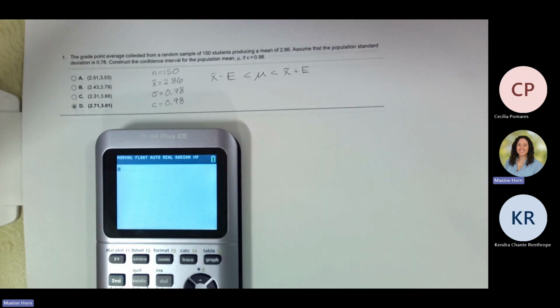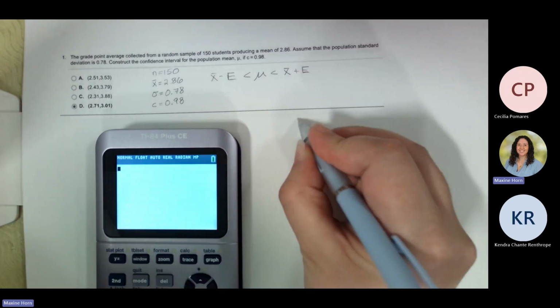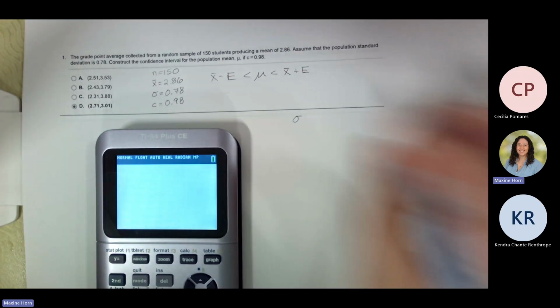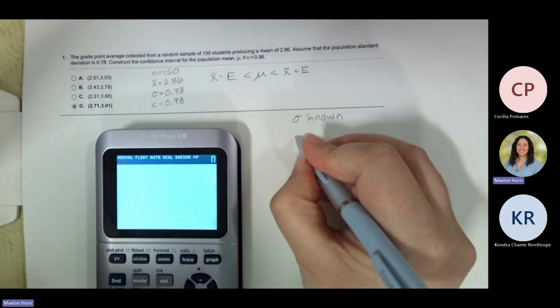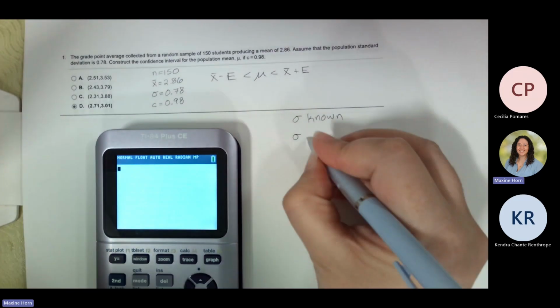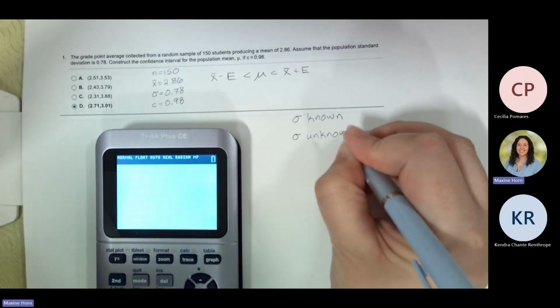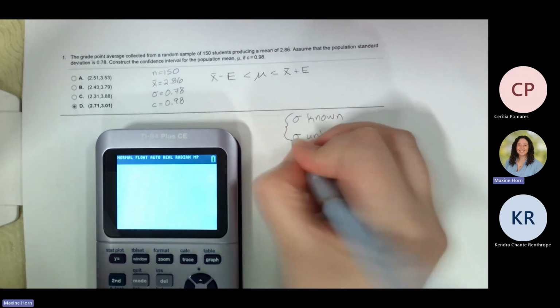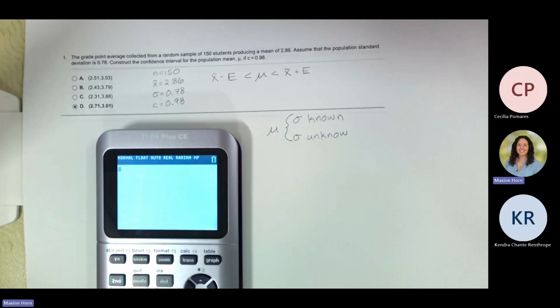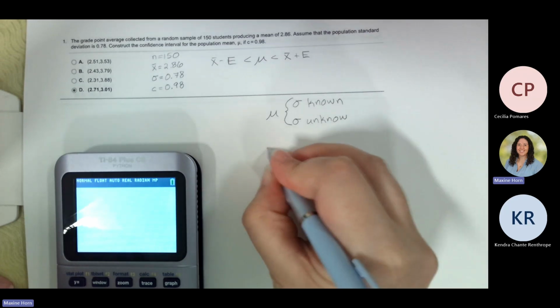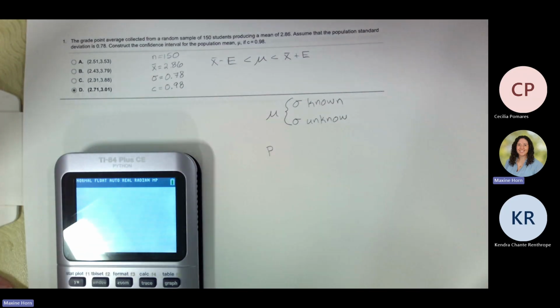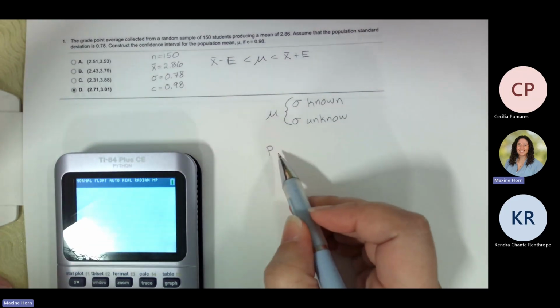So we have different situations, okay? We either have that the population standard deviation is known, or we have that the population standard deviation is unknown. And these are for when we're trying to find confidence intervals about the population mean. And then we also have when we're trying to find information about a population proportion.